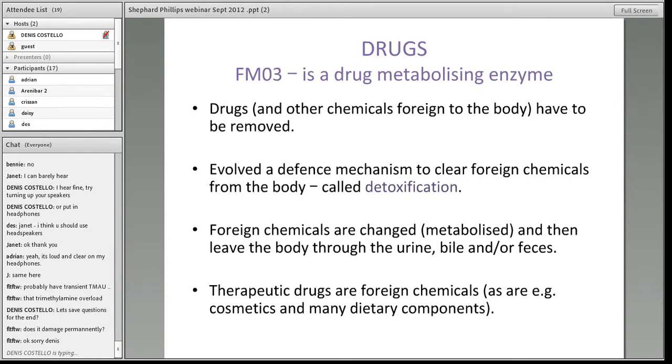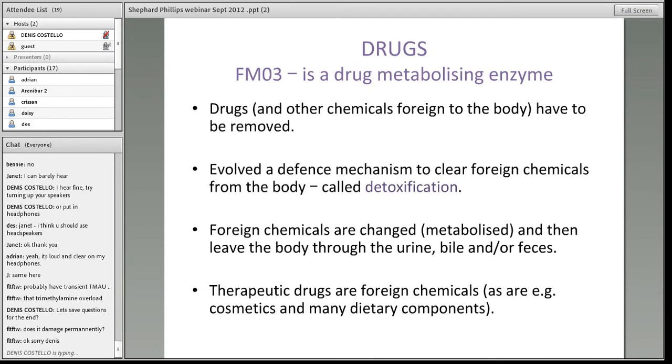And a group of very important chemicals that are metabolized by FMO3 are therapeutic drugs. Now, drugs like foodstuffs are foreign to the body, and they have to be removed. And we have evolved very sophisticated defense mechanisms to clear foreign chemicals from the body, and this is a process called detoxification. So you might think, well, why do we need this system? We need it because when we eat foodstuffs or we take a drug, we take them in a very high concentration. And the body responds by trying to rid itself of this excess chemical. And that's the process of detoxification.